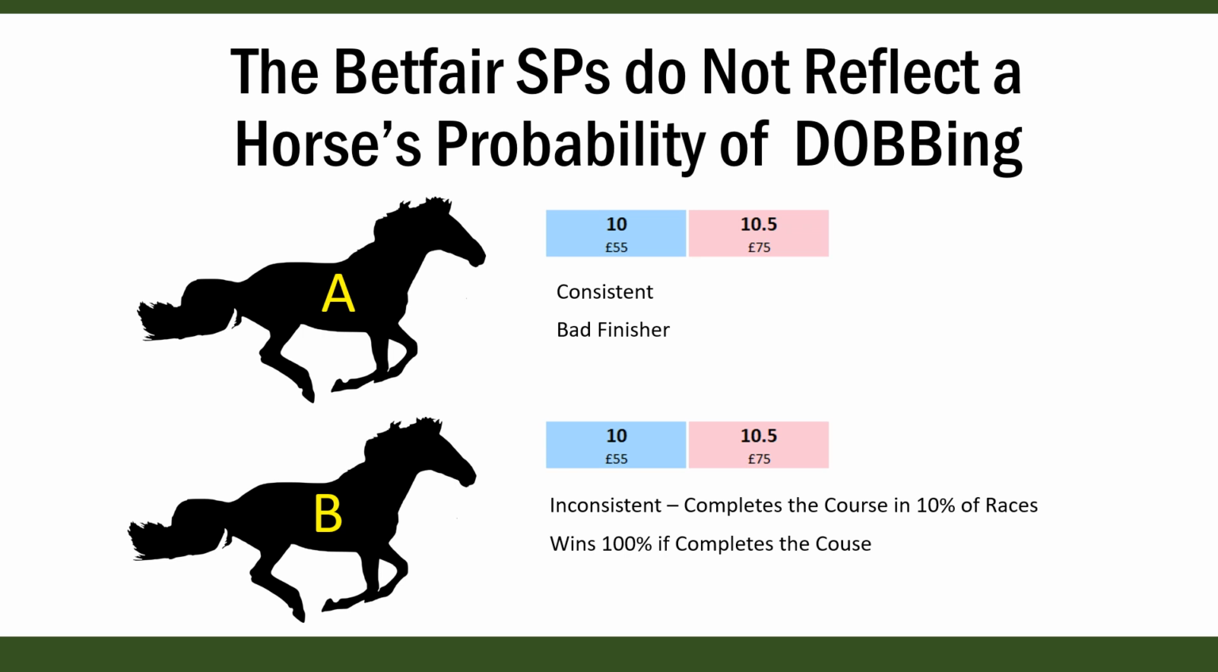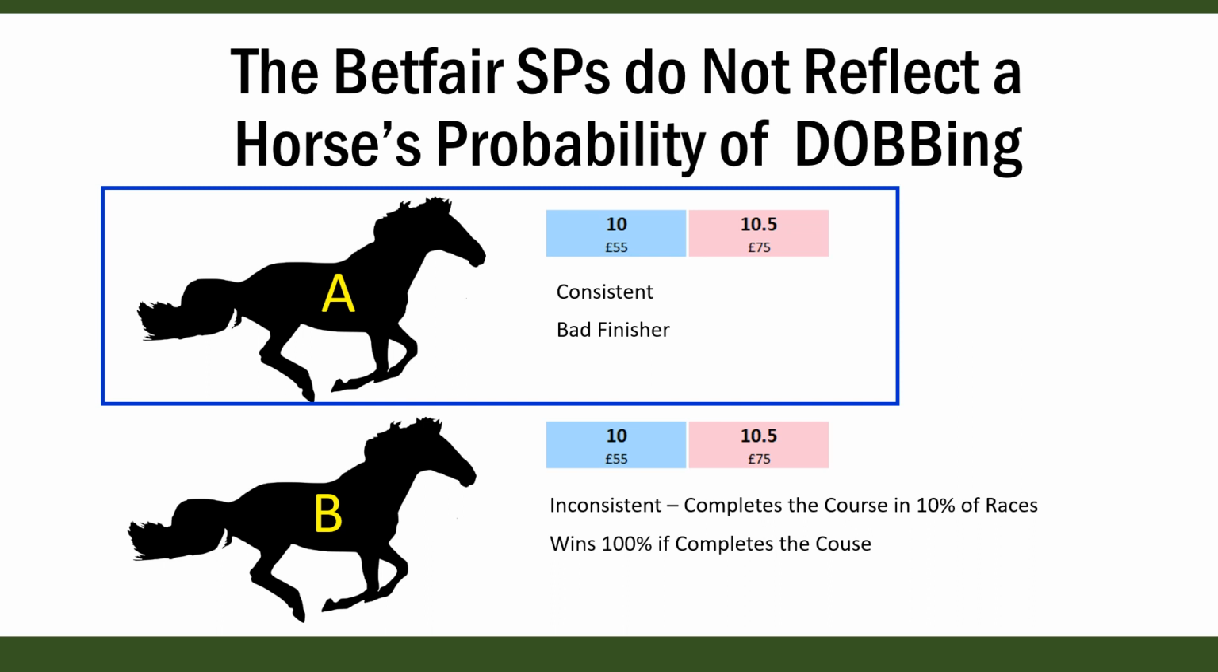In this example, both horses A and B have odds of 10. Now, let's assume that these odds correctly reflect the horse's probability of winning the race. It should be obvious that horse A has a much better chance of dobbing compared to horse B. Now, before I go on, some of you might be thinking, doesn't this mean we can go with dobbing statistics? The answer is no, it doesn't.